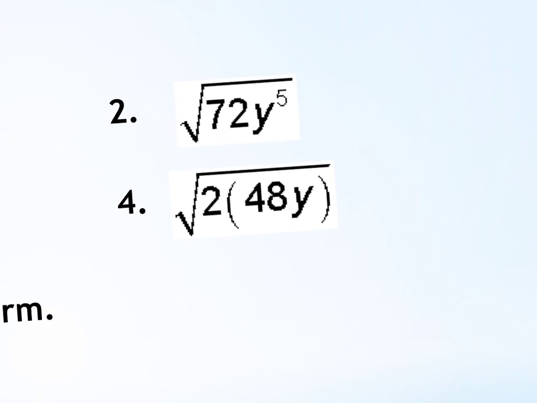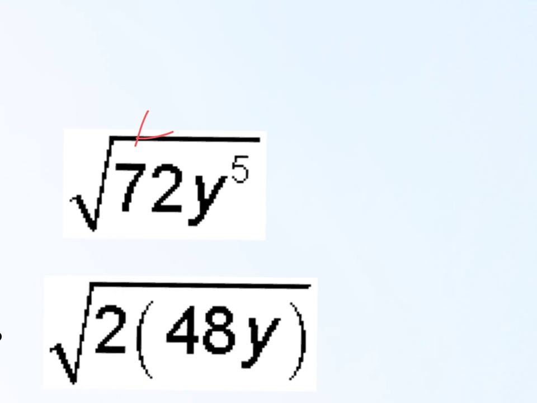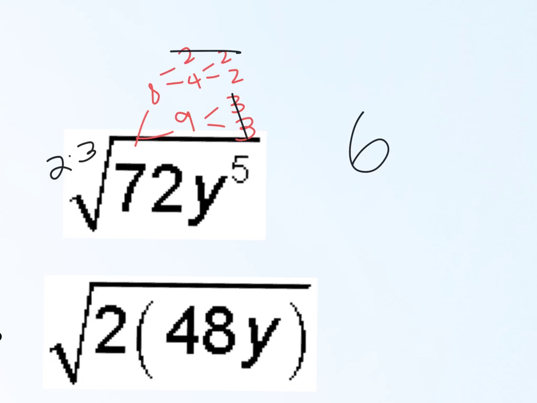Okay, 2 square root 72y to the 5th. So 72 can break down into what two numbers? 8 and 9. 8 would be 2 and 4. 2 and 2. 9 would be 3 and 3. So I've got 2 2s. So I'm going to bring 1 to the outside. And I have 2 3s. I'm going to bring 1 3 to the outside. So the outside of my root has a 6. And there's a 2 left underneath, which means the inside has a 2.